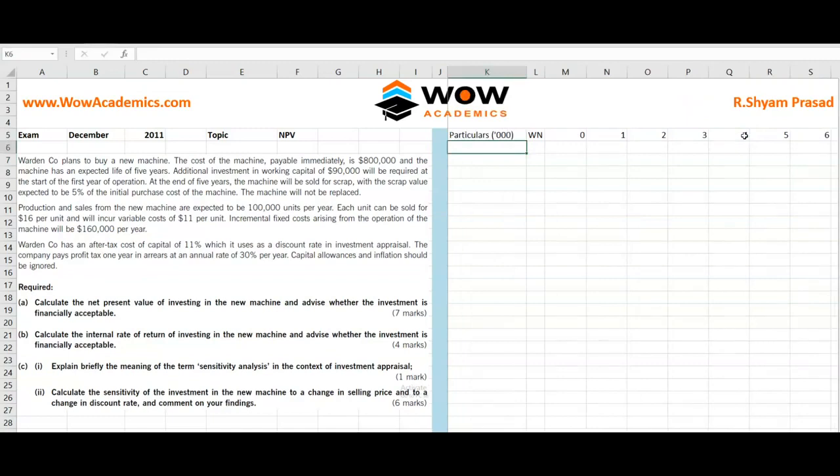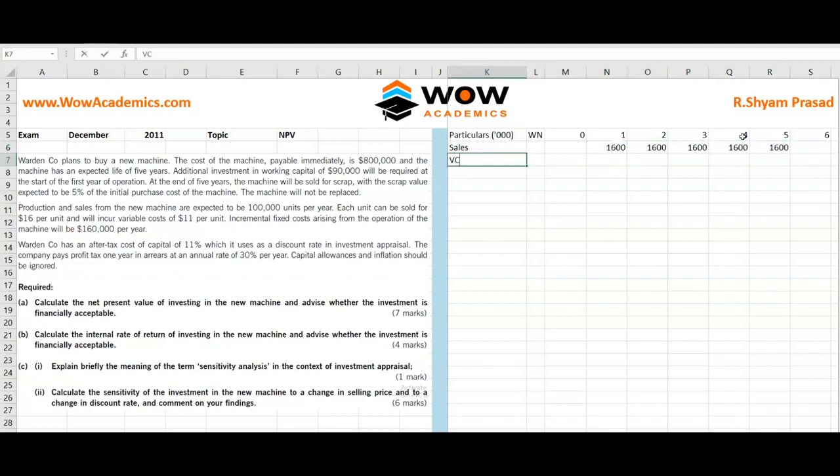So the first number is going to be sales. In the 0th year, we are not going to have any sales. In the first year, we are going to have sales. Sales is going to be 1 lakh units, but we'll convert it into 100 units. We'll cut off the thousands, and multiply by the selling price per unit, which is 16. So we've got our sales value. Just take that number for 5 years across.